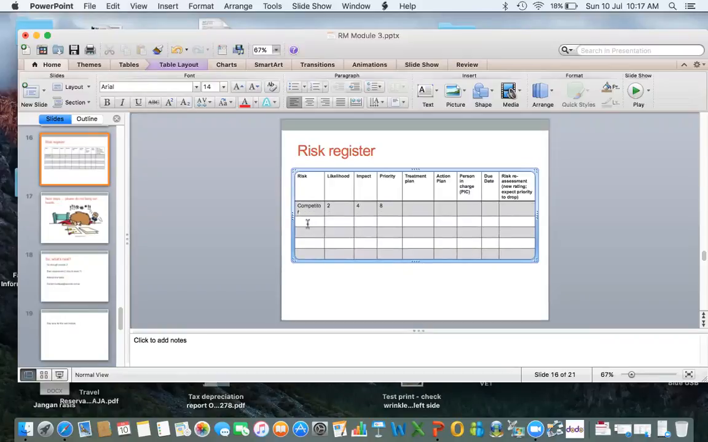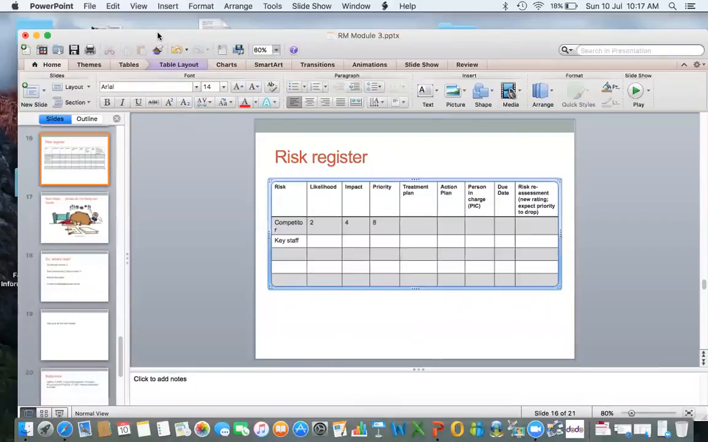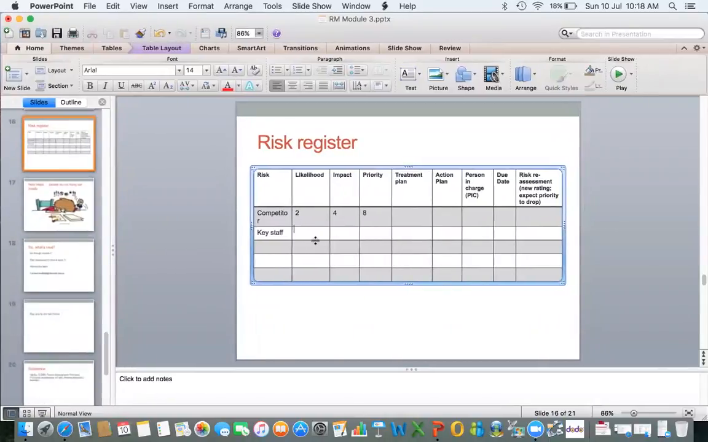Okay, the second risk. What is the second risk? The second risk would be key staff resigning from work by the time you want to launch the new product. If the key staff resign from work, there may be some disaster in here, because these guys hold the important information for our new product launch. I just try to enlarge the screen to make it more visible.